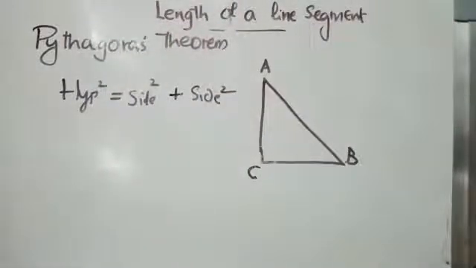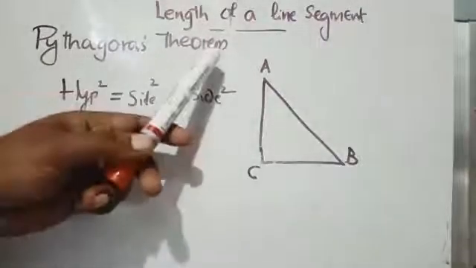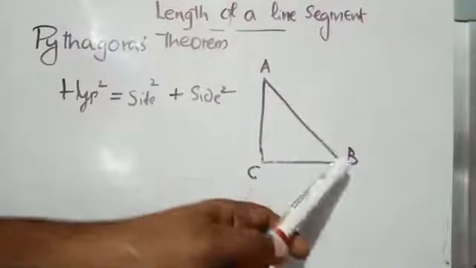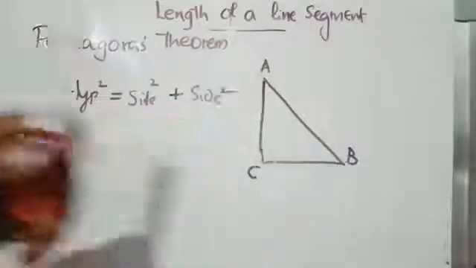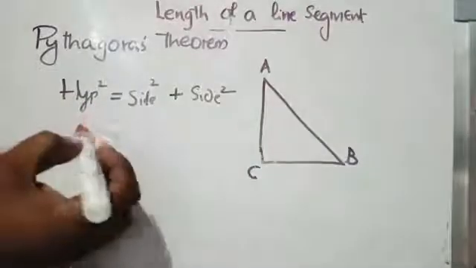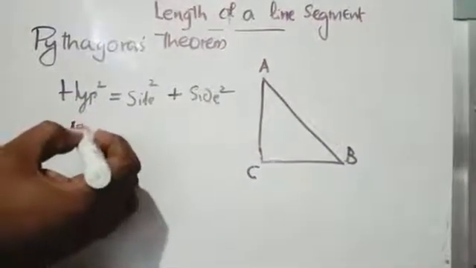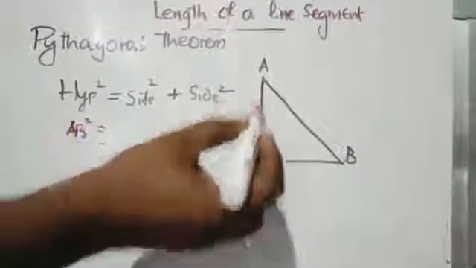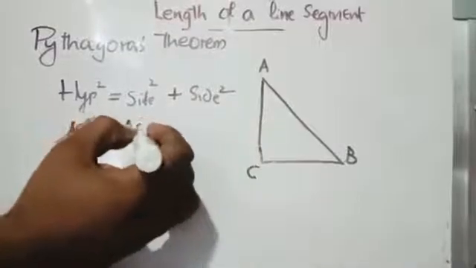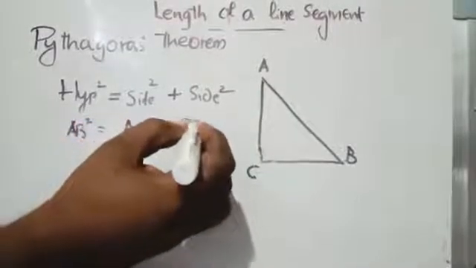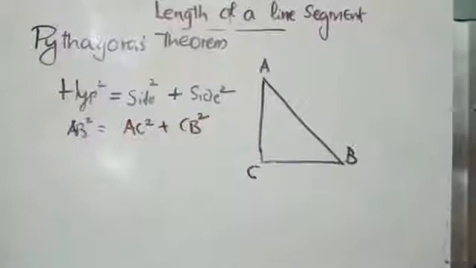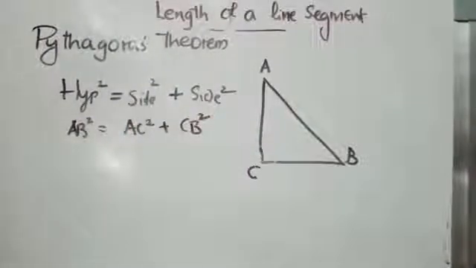Okay, so we'll learn about Pythagoras theorem in detail in another video. Pythagoras theorem states that hypotenuse square is equal to the sum of the squares of the other two sides, or AB square is equal to AC squared plus CB squared. This theorem is named as Pythagoras theorem.